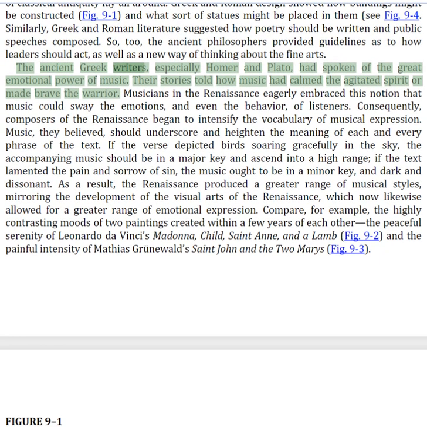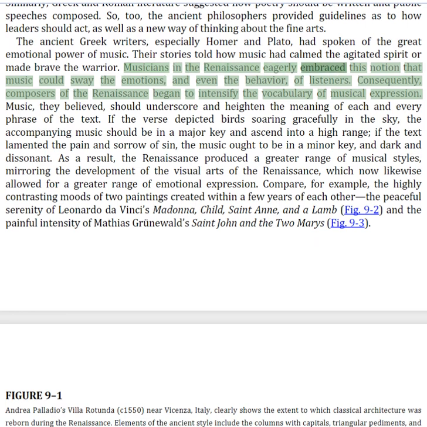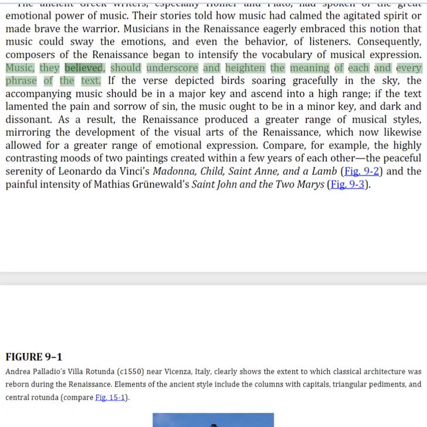The ancient Greek writers, especially Homer and Plato, had spoken of the great emotional power of music. Their stories told how music had calmed the agitated spirit or made brave the warrior. Musicians in the Renaissance eagerly embraced this notion that music could sway the emotions, and even the behavior, of listeners. Consequently, composers of the Renaissance began to intensify the vocabulary of musical expression. Music, they believed, should underscore and heighten the meaning of each and every phrase of the text.